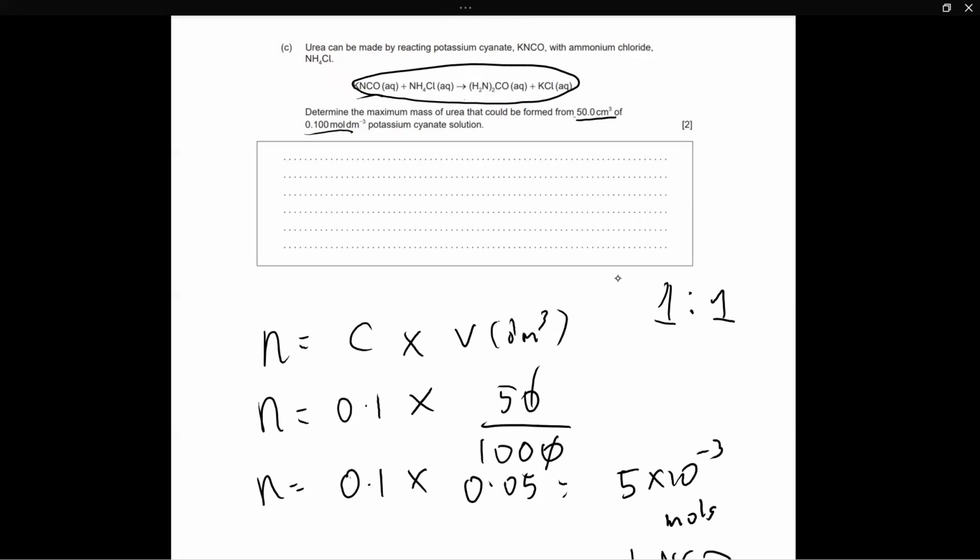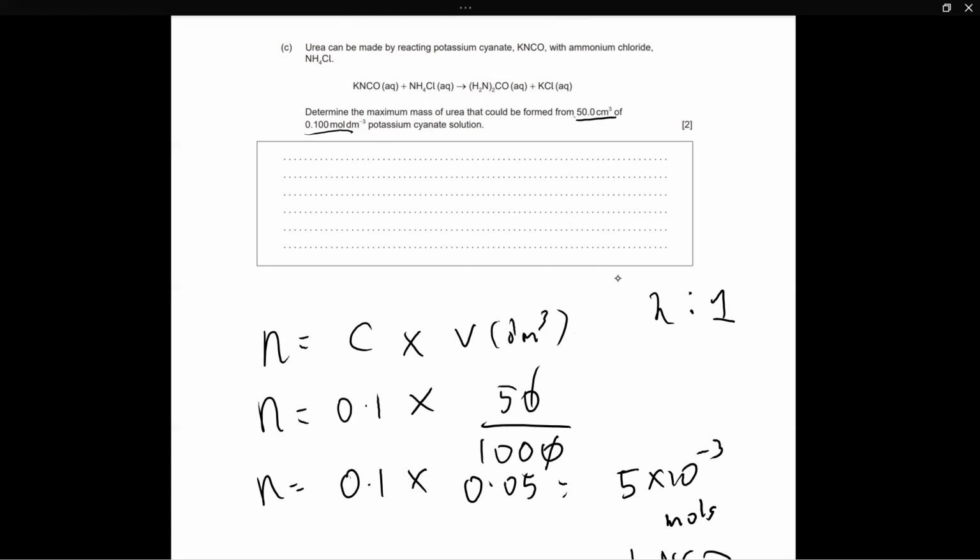Likewise, but just imagine for a second that this was 2 KNCO. Now, this is completely wrong, but I'm just giving you a hypothetical situation. Imagine this is correct. Now, if this was the case, the ratio would become 2-to-1. So that would mean if I'm using 2 moles of potassium cyanate, I will only produce 1 mole of urea, so half of what I'm using. Whereas if there was a 2 for urea, that would mean for every 1 mole of potassium cyanate that I use, I'm going to produce 2 moles of urea, so double of what I use. And hopefully that makes sense to you.